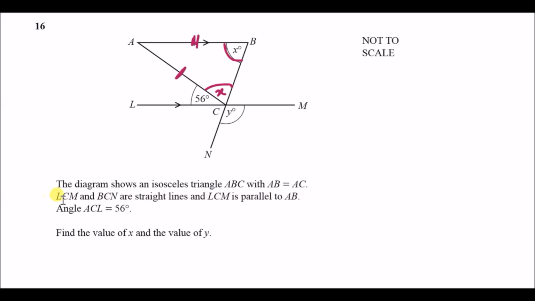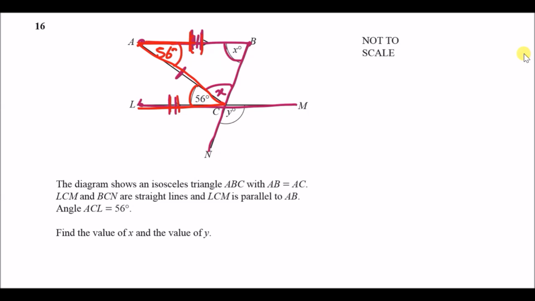Now it says that LCM, so like this line here, LCM and BCN are straight lines. Again, that's also helpful. And LCM is parallel to AB. So this means this line is parallel to this line. Okay, what that tells us there, if you've got two parallel lines, this takes the form of something known as the Z shape, or the corresponding angles. So if this is 56, then this would also be 56. That's just properties of parallel lines.